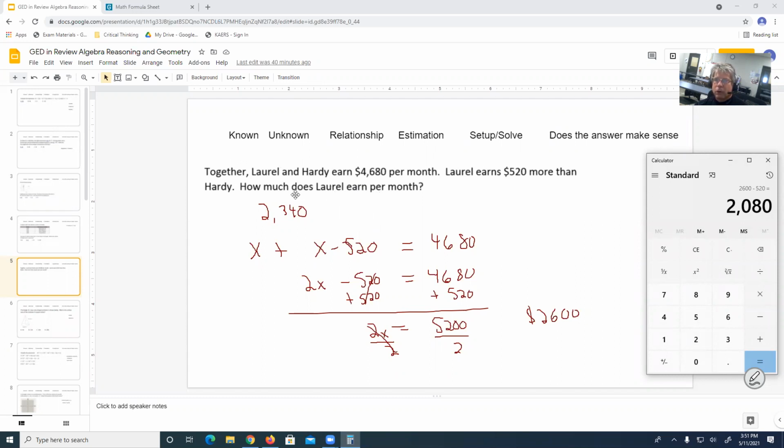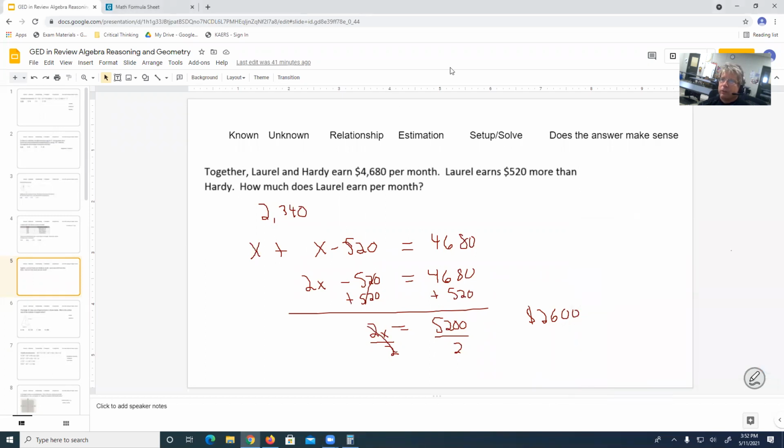But if, as a guess, they split it 50-50, Laurel would get 2,340 and Hardy would get 2,340. But since Laurel earns more, we know the answer's got to be at least more than 2,340. So that fits our estimation as well. We did a little bit of an estimation, but it kind of hit a dead end because this was not a multiple choice question. Okay, see if that helped a little bit.